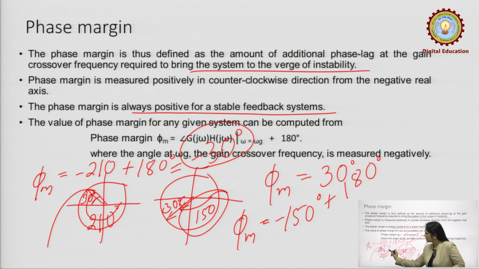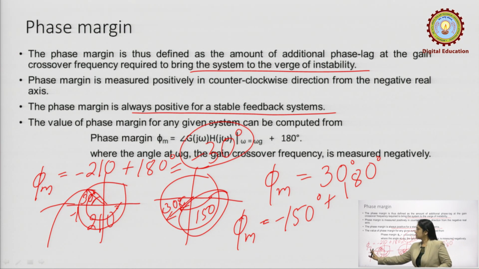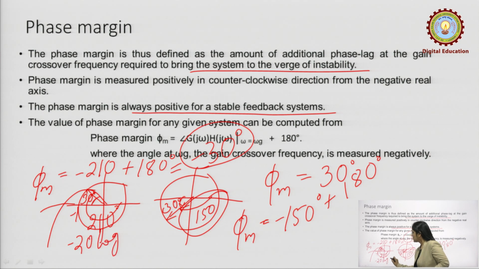We can see here that this plot has crossed the -1 + j0 unit radius circle. So, already that means the system is unstable here. The gain margin here will be negative, because log A will be more than 1, and we have -20 log A. So, the gain margin in decibels will become negative.